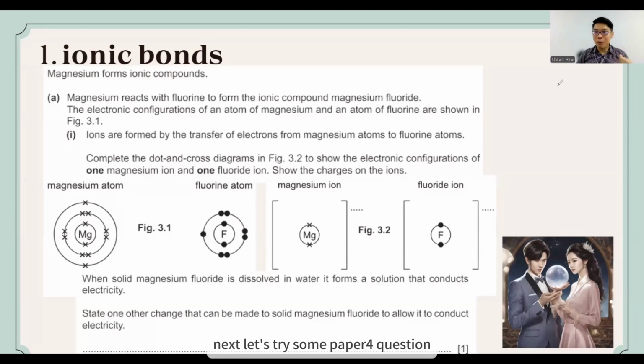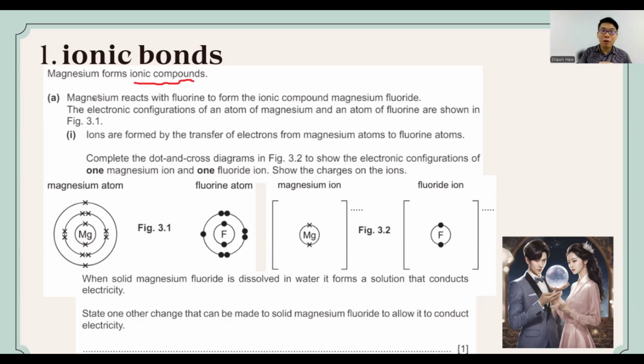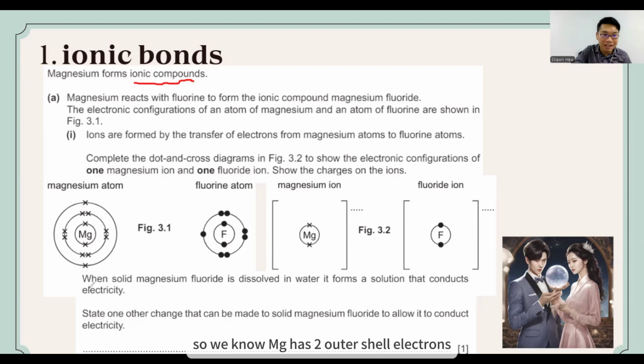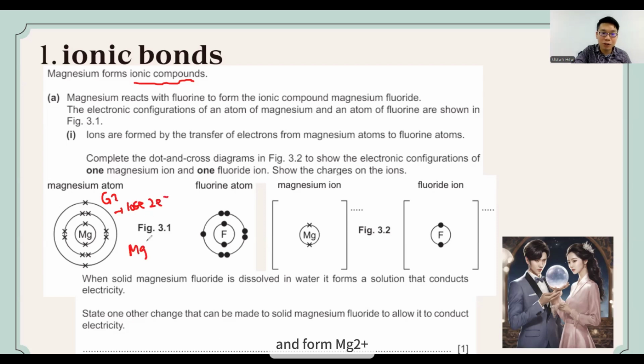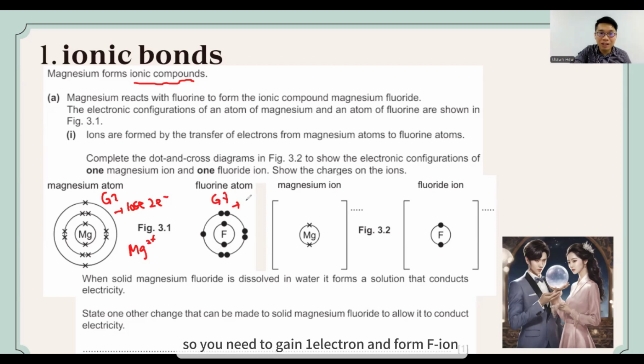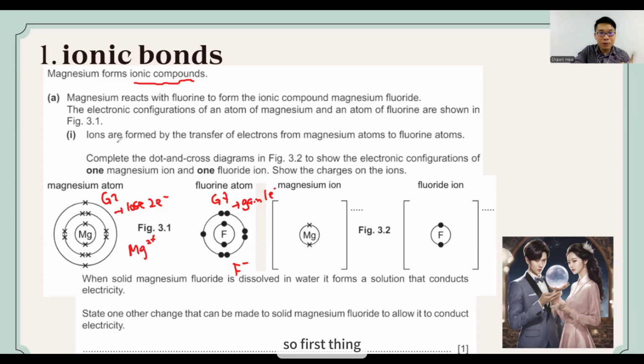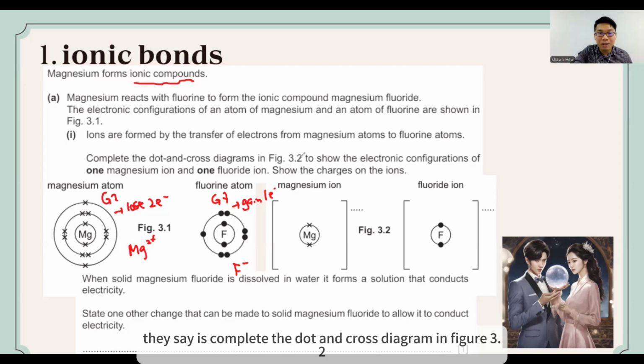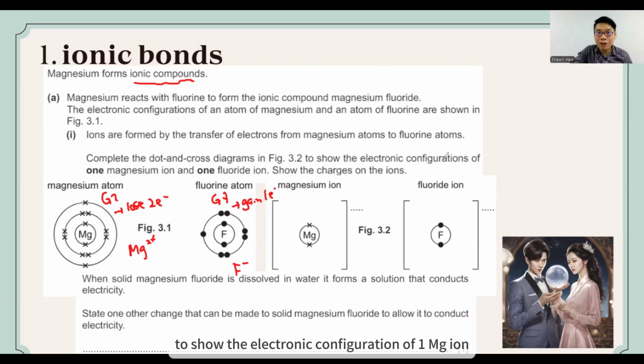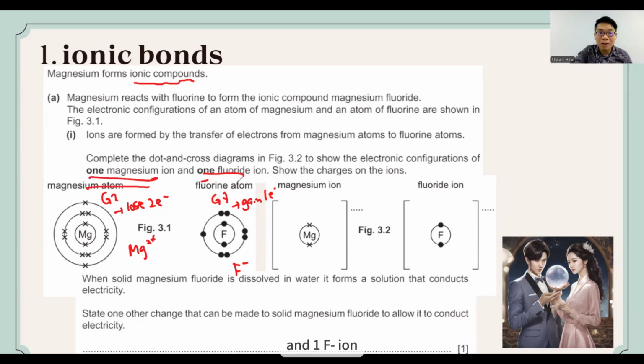Next, let's try some paper 4 questions. They say magnesium forms ionic compound. Magnesium reacts with fluorine to form ionic compound magnesium fluoride. The electron configurations are shown. So we know magnesium has 2 outer shell electrons, so it's group 2, and it will lose 2 electrons and form Mg2+. Fluorine is 1, 2, 3, 4, 5, 6, 7, so it's group 7, so it needs to gain 1 electron and form fluoride ion. So the first thing they say is to complete the dot and cross diagram in figure 3.2 to show the electronic configuration of 1 magnesium and 1 fluoride ion.